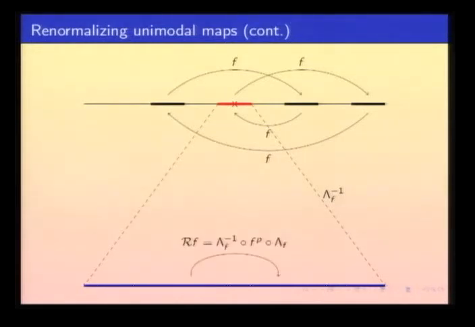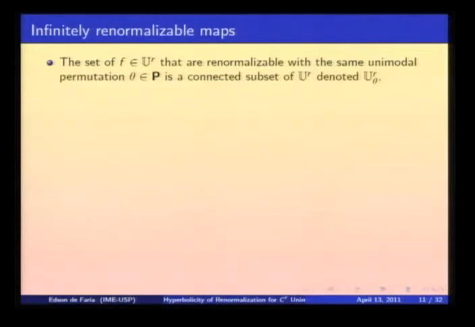So that's what renormalization means. All right. Now, here's some notation I'll have to use to state some results. So the set of all unimodal maps of class C^r which are renormalizable with a given unimodal permutation.